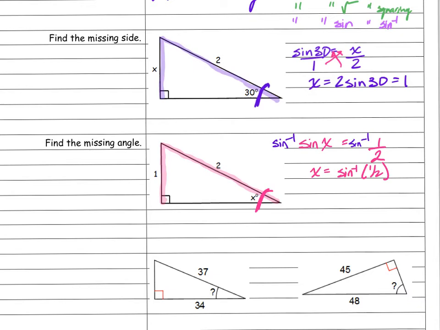So if I put that in my calculator, sine inverse of 1 divided by 2, I get 30 degrees. And there we go. That's all I'm going to do.